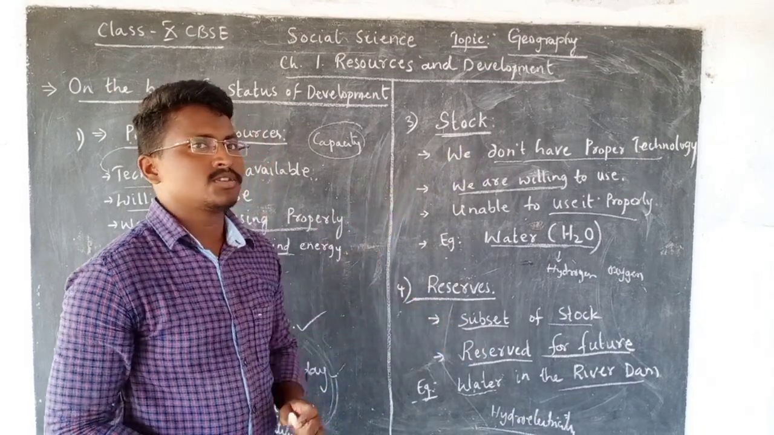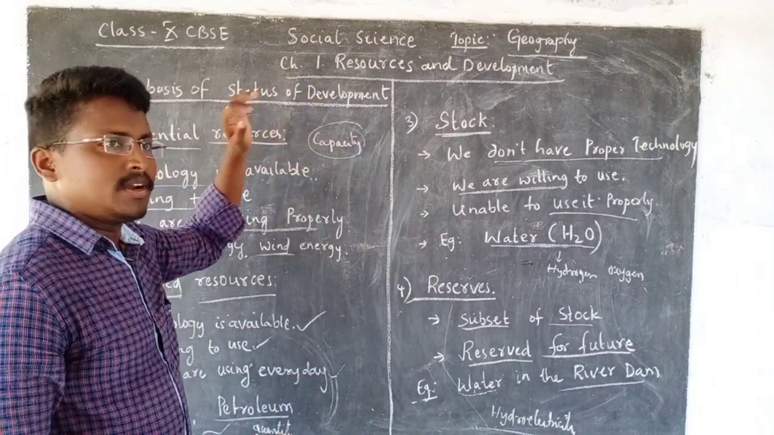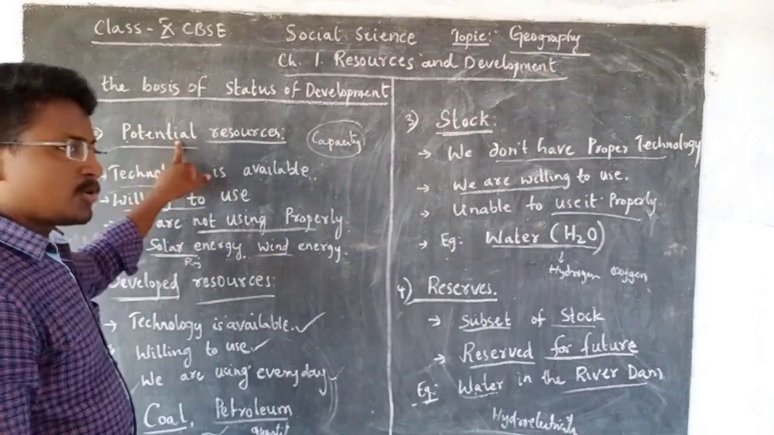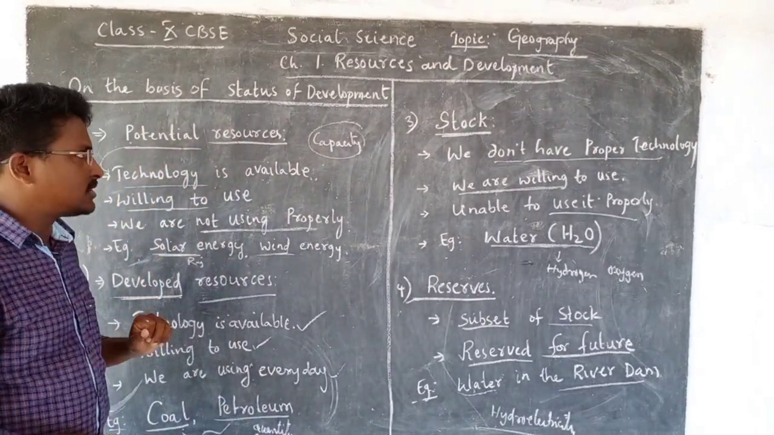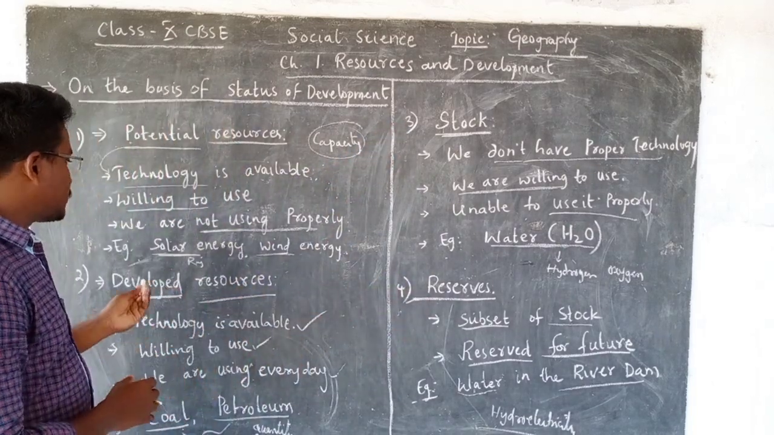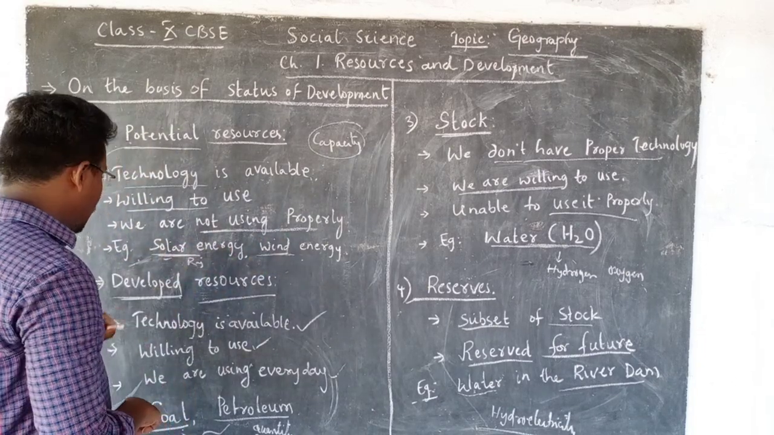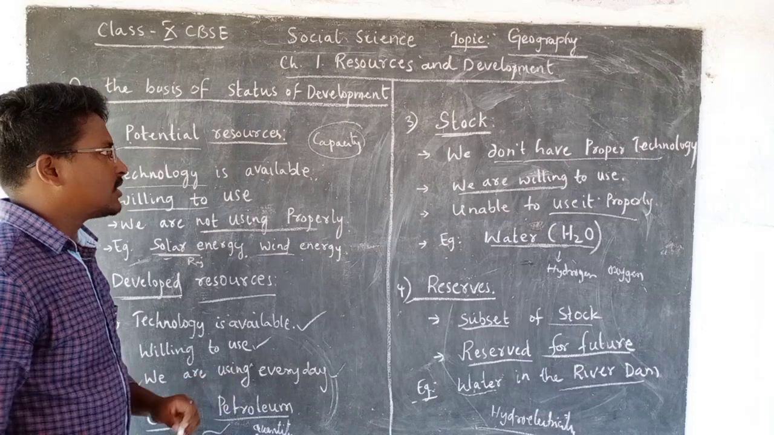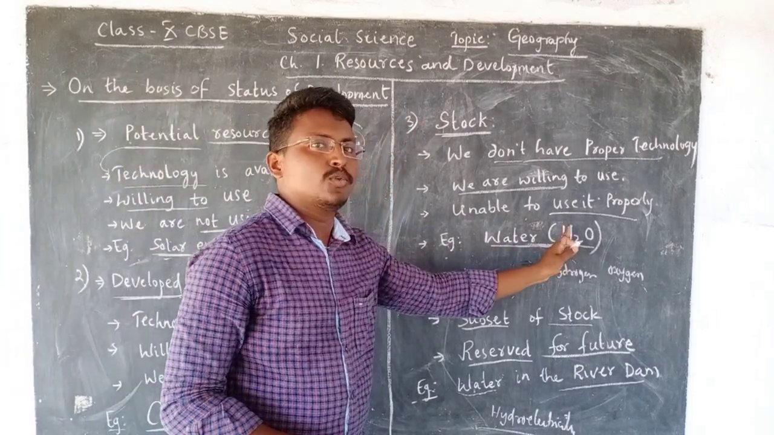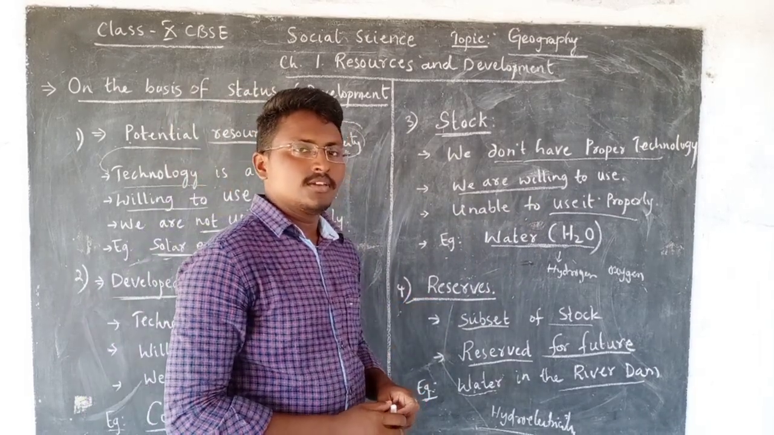Once again, let me recap. On the basis of status of development, the resources are classified into four different types: potential resources, developed resources, stock, as well as reserves. By examples you can easily remember. Potential: solar energy, wind energy. Developed resources: coal, petroleum. Stock: where we can get more energy from H2O or water. And reserves means those resources which are reserved for future generations.